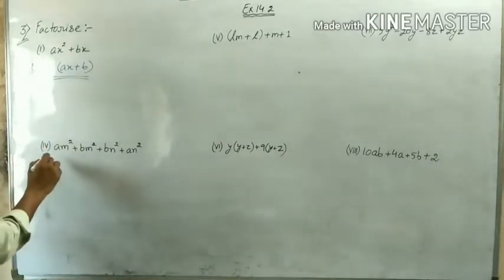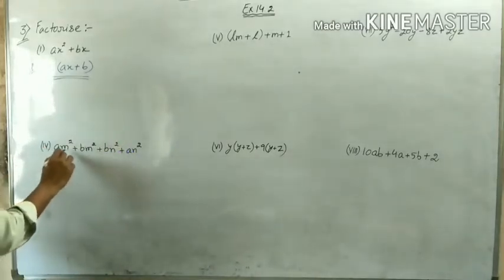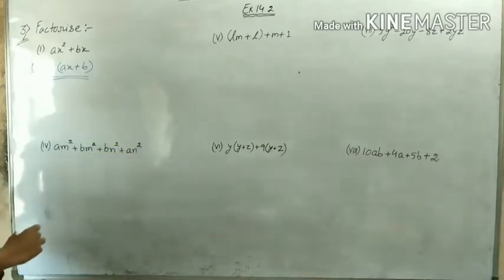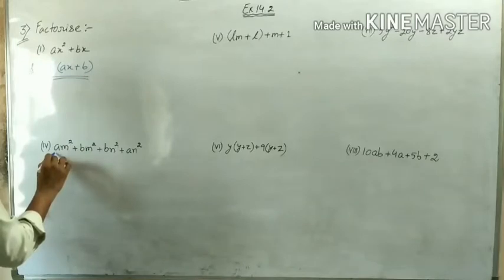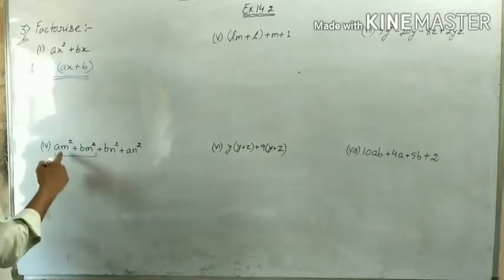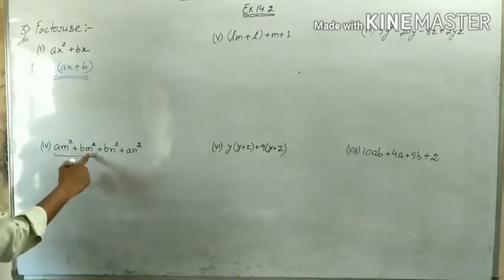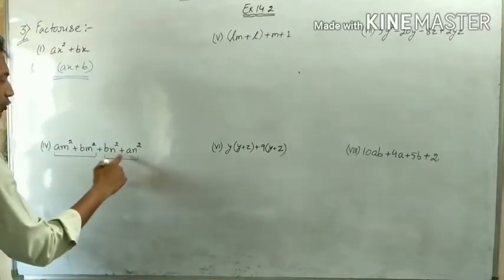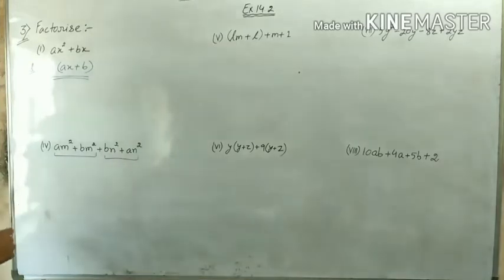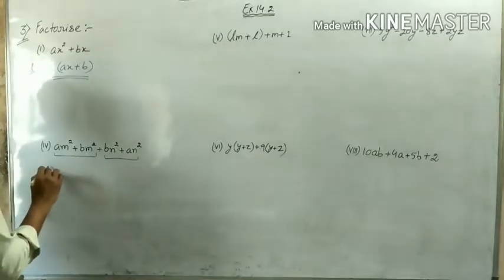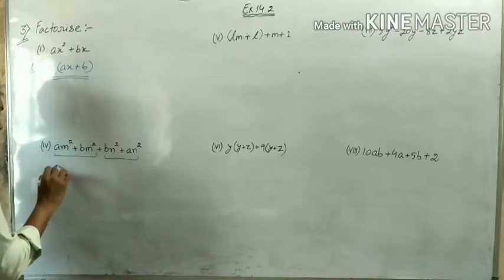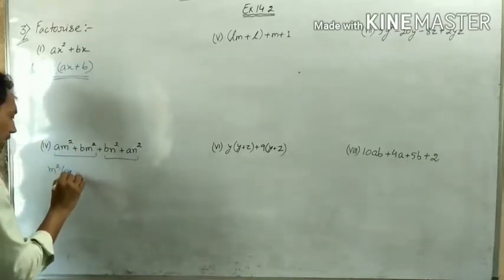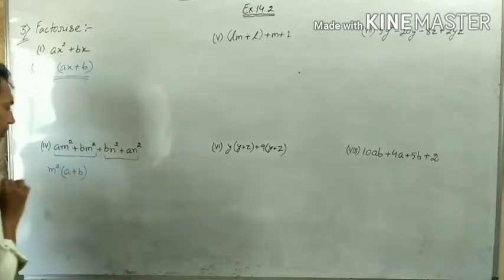Now you see here, there are 4 terms in this expression: am square plus bm plus bn square plus an square. As you can see, students, in the first 2 terms we have something common, m square, and in the last 2 terms we have n square and n square. So we can take common from the first 2 terms. What can we take common? M square is taken common. The rest of the thing inside the bracket, a plus b.